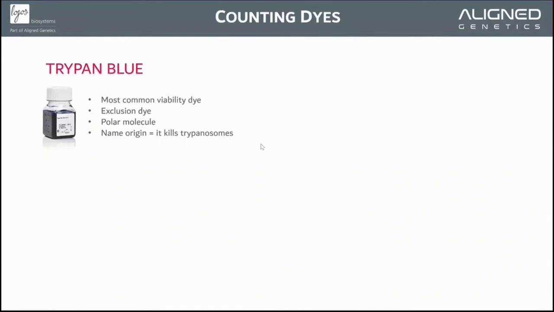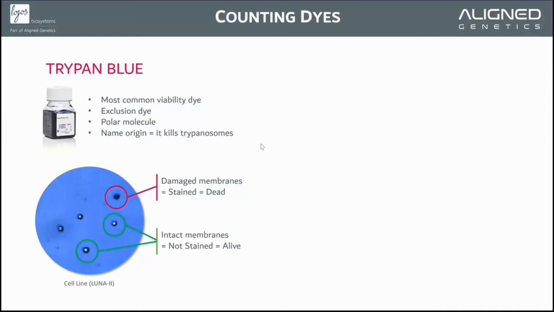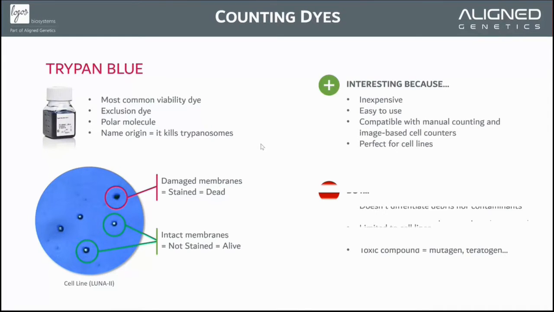So let's start with the dyes. The most common and the most well-known dye is Trypan Blue. Trypan Blue, as you know, is an exclusion dye. It's a polar molecule and it doesn't enter cells if the membrane is intact.